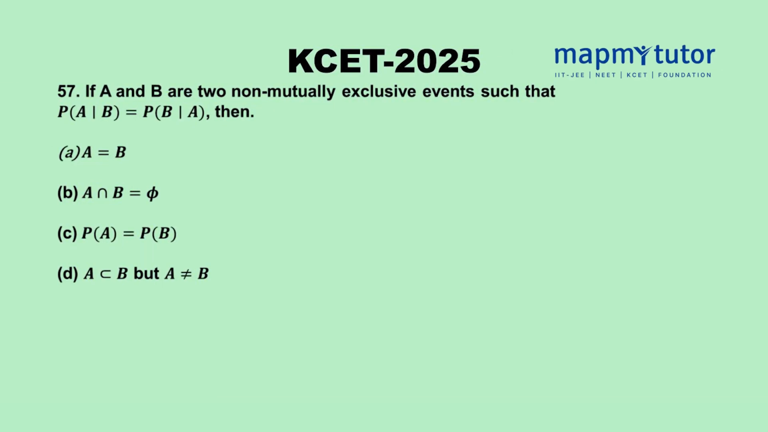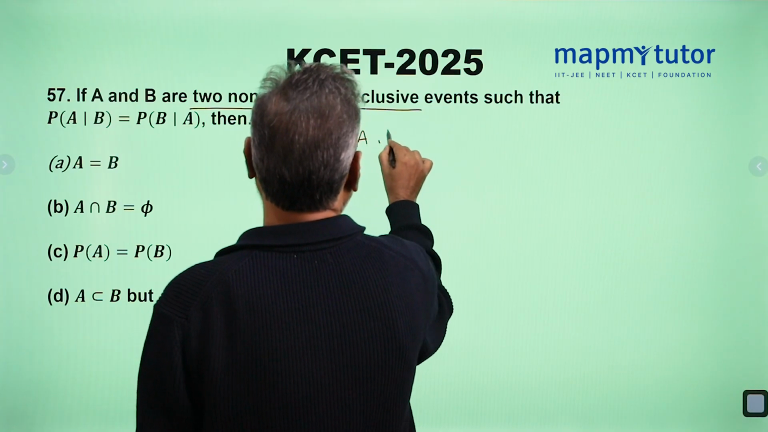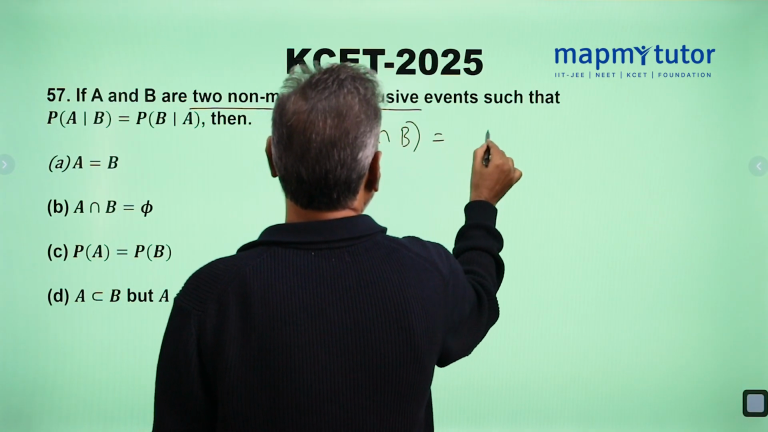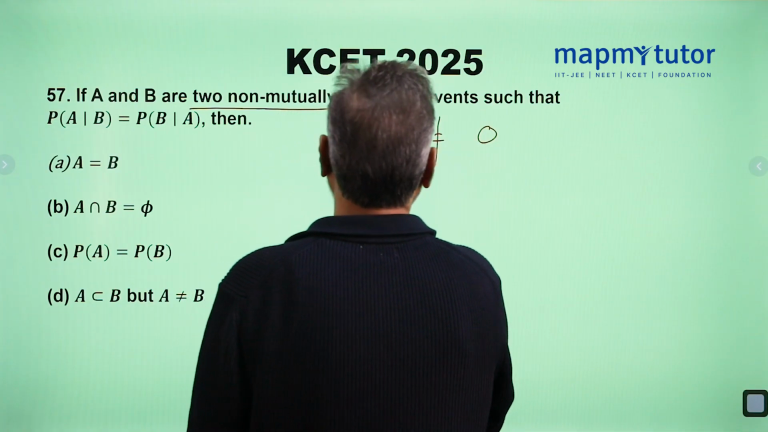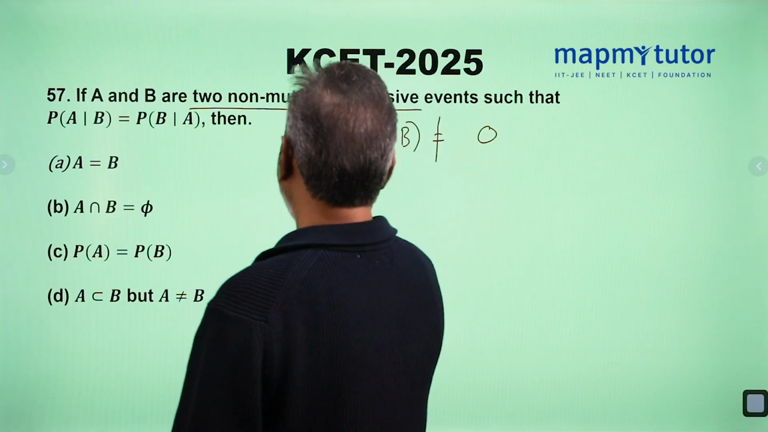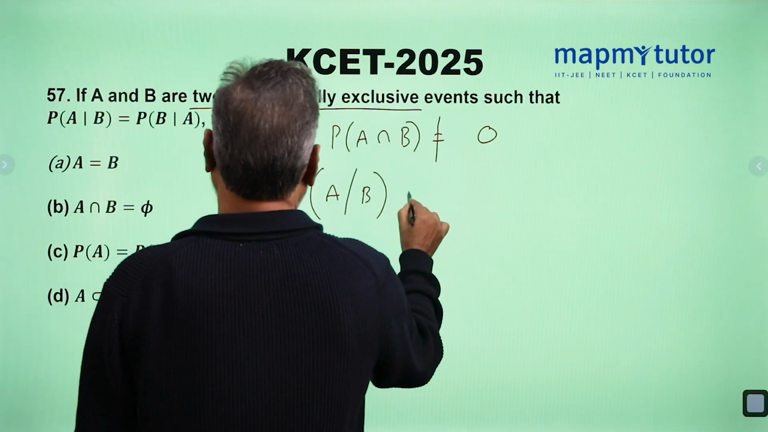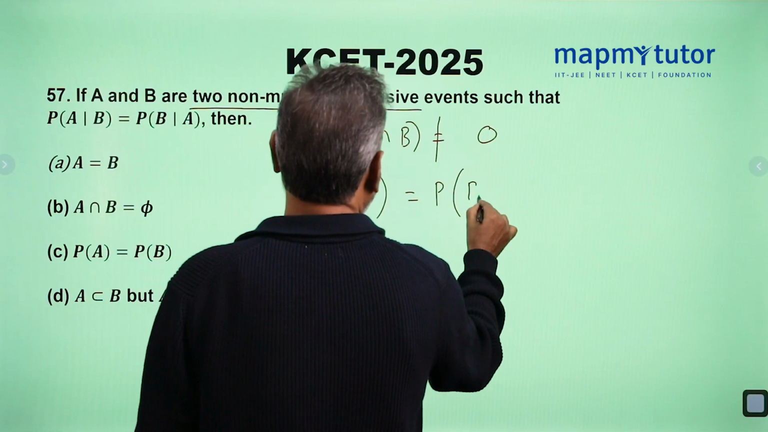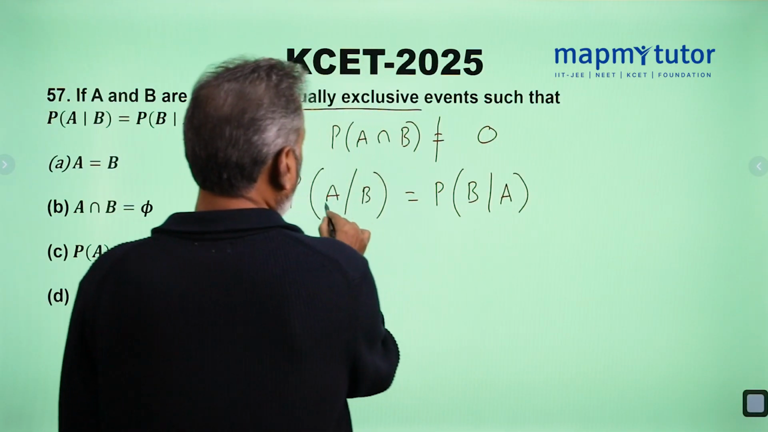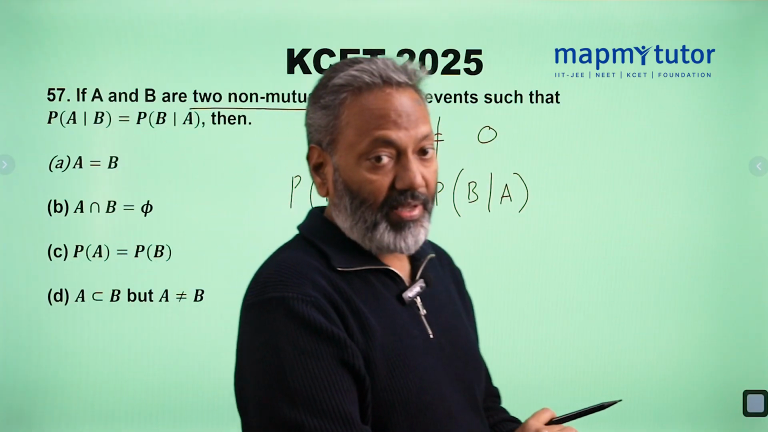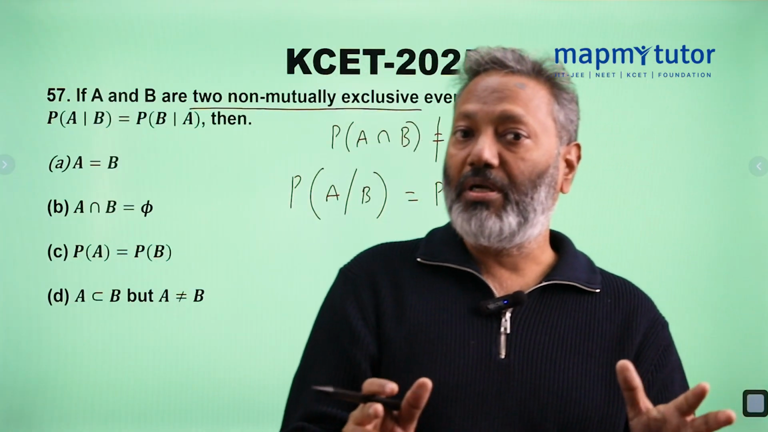A and B are two non-mutually exclusive events. Mutually exclusive means P of A intersection B is 0. Non-mutually exclusive means not equal to 0. And one more condition is given: P of A given B equal to P of B given A. I think you know this notation. A given B, B given A, all these kinds of events are called what?